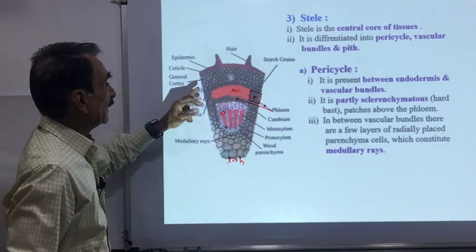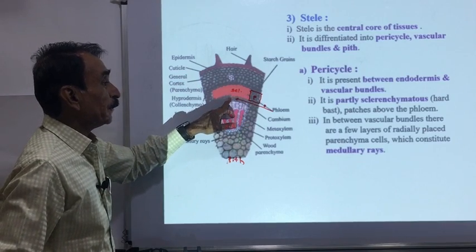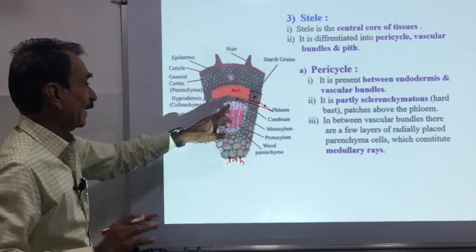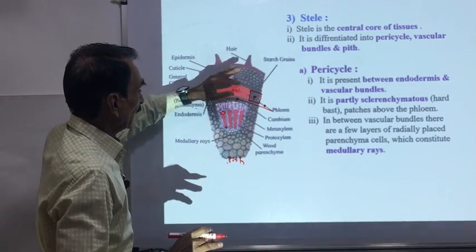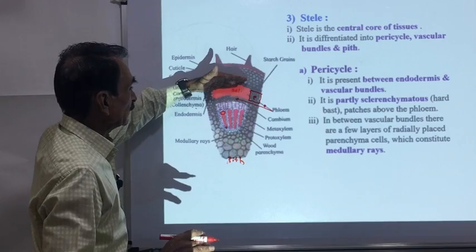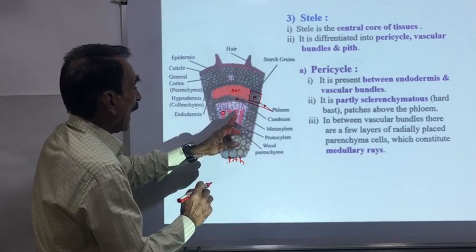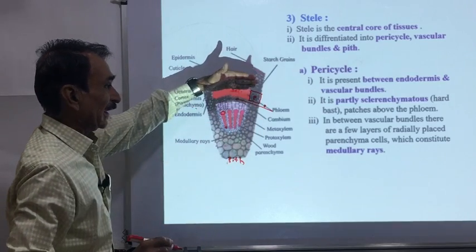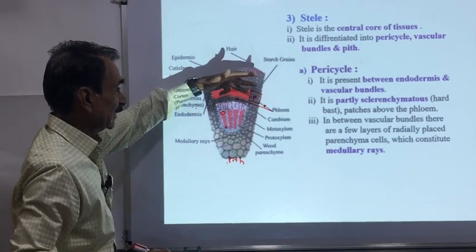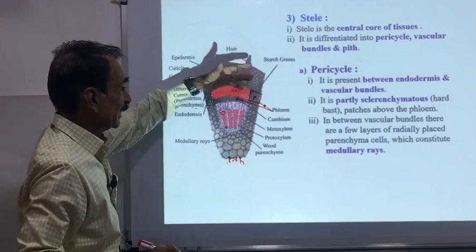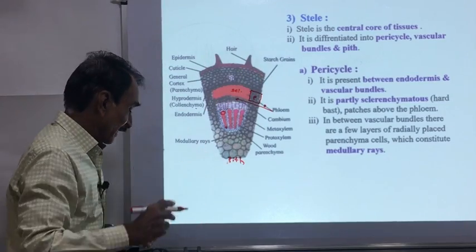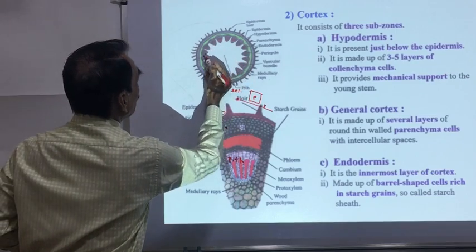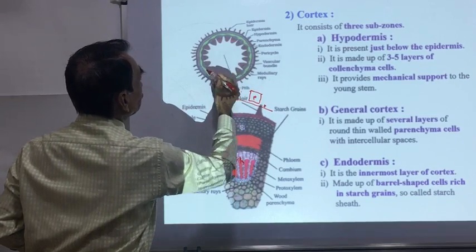Here you can see that this pericycle is partly sclerenchymatous and partly parenchymatous. Pericycle above the vascular bundle is made up of sclerenchyma cells, and pericycle between the vascular bundles is made up of parenchyma cells. This is sclerenchymatous, this is parenchymatous. The vascular bundles are arranged in a ring. You can see that all these vascular bundles are arranged in a ring.